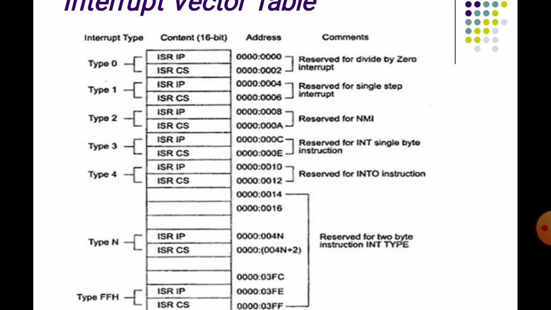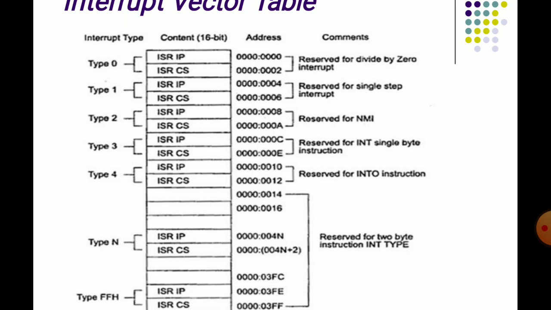Type 1 interrupt is mainly used for the single step interrupt. If you want to execute your processor in single step mode, that is step by step execution, this interrupt will be generated. It is reserved for the single step interrupt. Next, the type 2 interrupt is reserved for NMI, non-maskable interrupt.